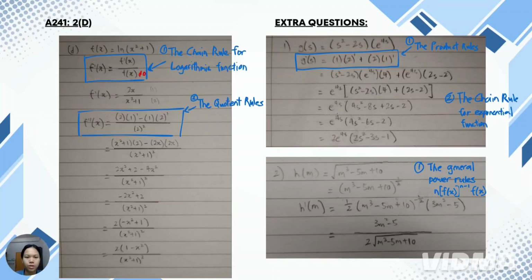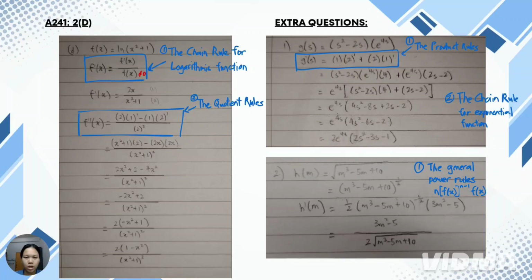Next, move on to the extra questions. Question number 1. The function given is g(s) equal to s squared minus 2s times exponential power 4s. To get the first derivative, here I use the product rule and the chain rule for exponential functions. First, rewrite s squared minus 2s times, we differentiate exponential power 4s to get exponential 4s times 4, plus rewrite exponential 4s, and then we differentiate the other one, s squared minus 2s, and we will get 2s minus 2.